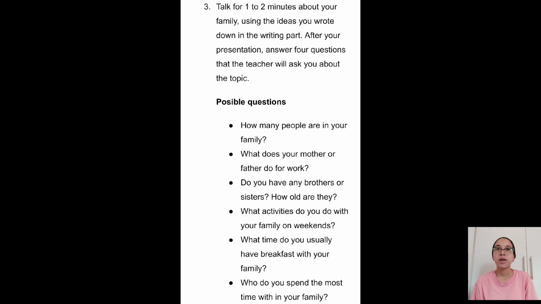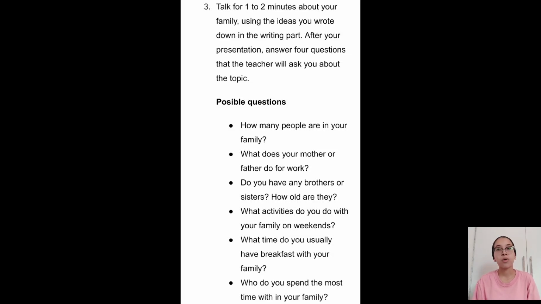And for the last, here's the speaking part, and these are the objectives. The first one is, students will speak fluently about their family, answering questions about family relationships and daily activities. And the second one says, students will engage in brief conversation, demonstrating the ability to describe their family members and routines using the vocabulary learned.